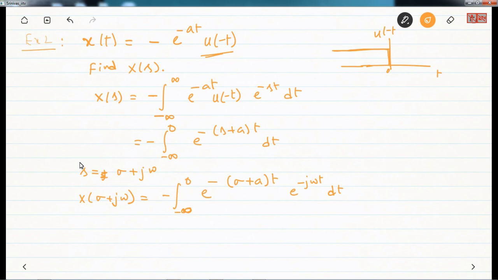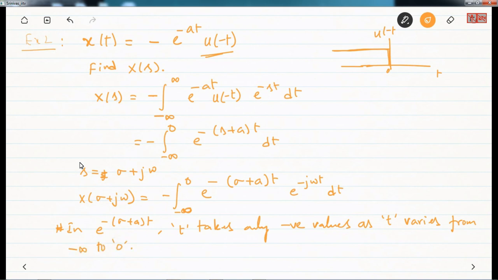Now observe that t takes only negative values in e power minus (sigma plus a) t, because t is being varied from minus infinity to zero. So t takes only negative values as t varies from minus infinity to zero. Right. So the integral converges.